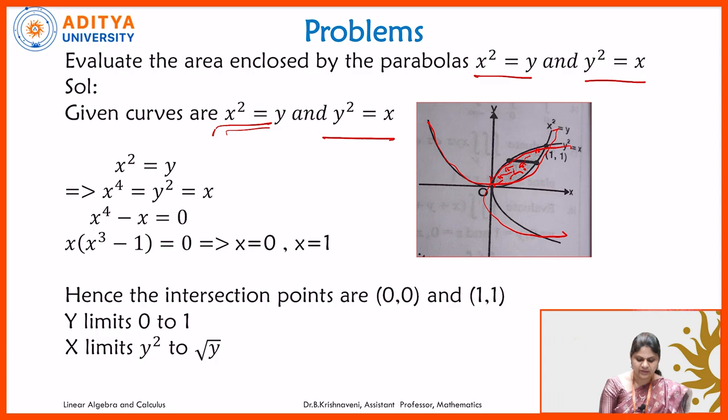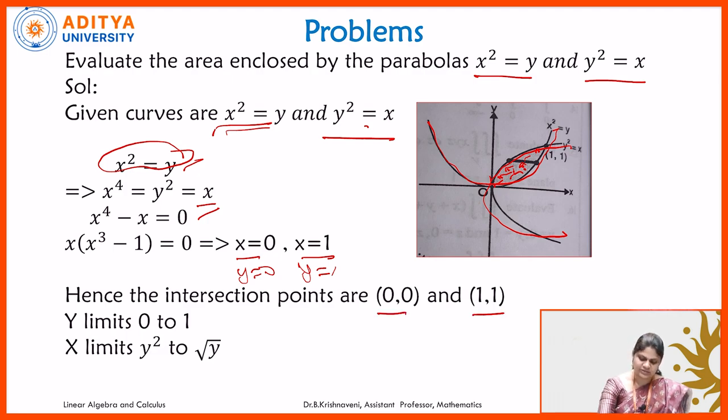Now to find the points of intersection, as we already know, substitute one curve into the other. Let us substitute y is equal to x square in the second curve, then y square becomes x power 4 is equal to x. Solving this equation, we get x is equal to 0, and the corresponding y is 0, and if we substitute x is equal to 1, we get y is equal to 1. Hence the points of intersection are (0, 0) and (1, 1).